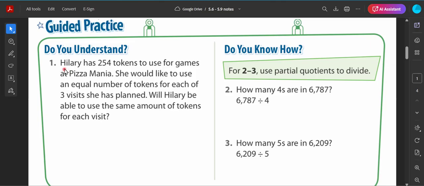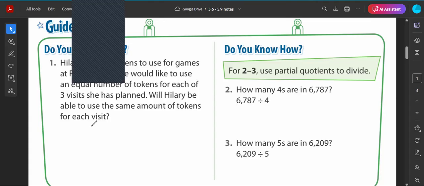For number 1, it says Hillary has 254 tokens for use for games at Pizza Mania. She would like to use an equal number of tokens for each of the 3 visits she has planned. Will Hillary be able to use the same amount of tokens for each visit? Let's find out by dividing 254 divided by 3. Let's see if we can get an even amount, the same number, in equal groups.